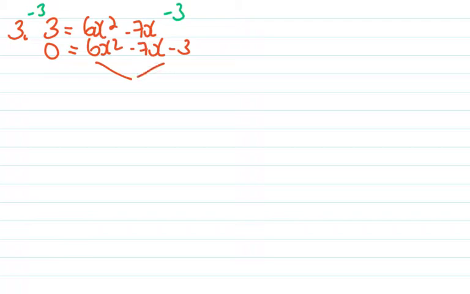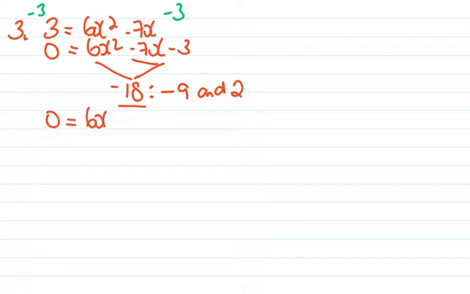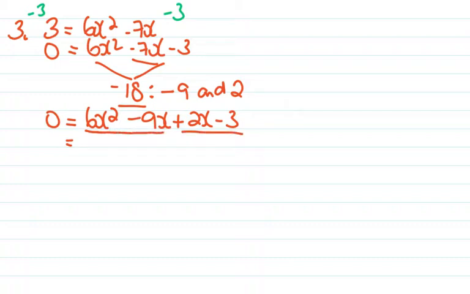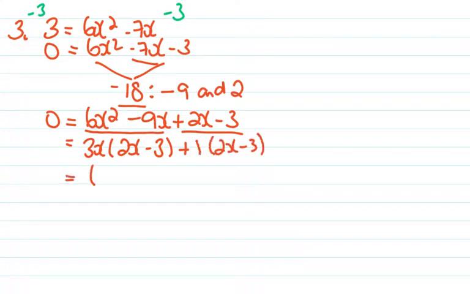So 6 times negative 3 is negative 18. Two numbers that multiply to negative 18 and add to negative 7 would be negative 9 and 2. So now I have 0 equals 6x squared minus 9x plus 2x minus 3. Factor by grouping. For the first group, I could take out a 3x. I'll be left with 2x minus 3. The second group, I can't take anything out, so I take out a 1, 2x minus 3. My two final brackets are 3x plus 1 and 2x minus 3.